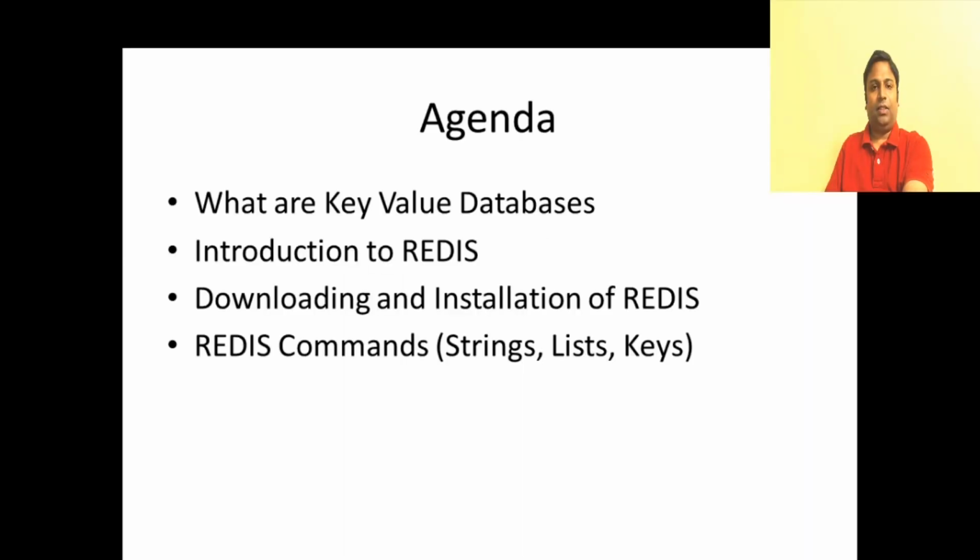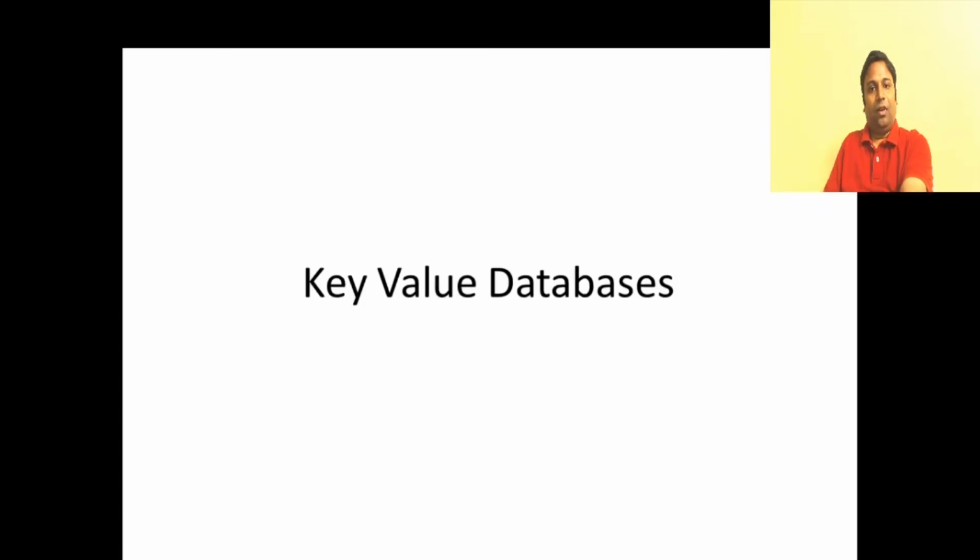Okay, let us start. The agenda for today's class is we're going to look at what key value databases are, and then we're going to take Redis, which is one of the key value databases. We're going to see an introduction to Redis. We're going to download and install Redis for Windows, and then we're going to take a look at a lot of Redis commands, and we're going to look at some of the data structures in Redis like strings and lists in today's class. We'll start with this very first question.